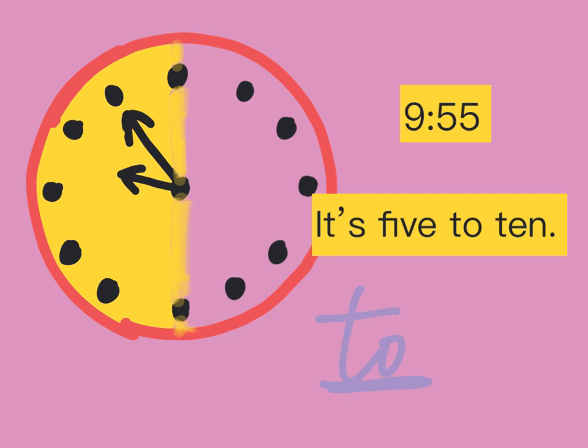It is 5 to 10. 还差5分钟就会 to 10，就会到10点钟。所以 for this yellow part, we use to. It's 5 to 10.